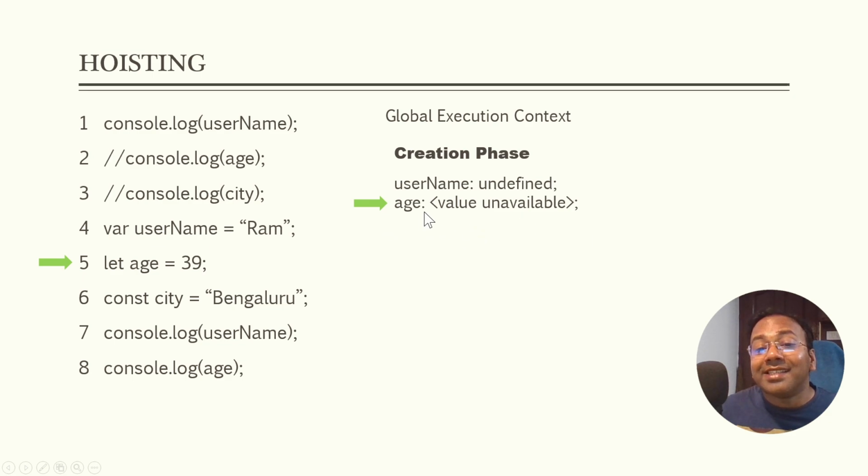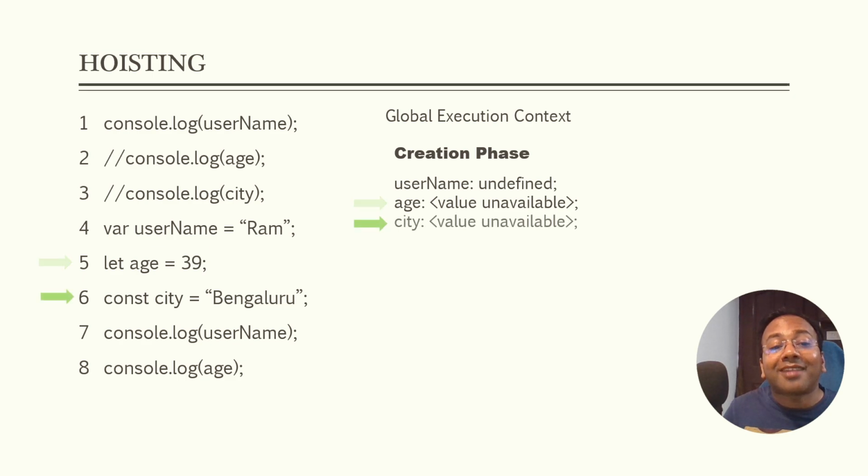You can see age is also a let based variable, but it's not being initialized with a default undefined value or something else. It's simply initialized to the value unavailable. It's differently hoisted, and there is no value initialization happening to the let based variable. That is why if you try to access that in a later phase, it will error out. Similar thing will be happening to city as well, and const city equal to Bengaluru will be initialized with the value unavailable.